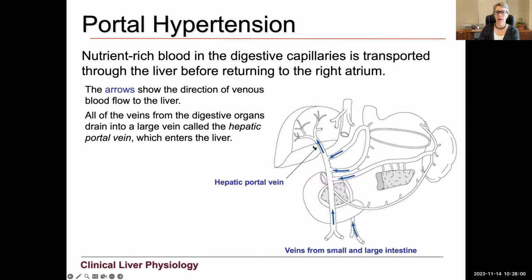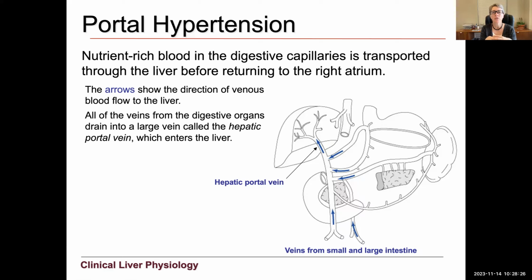So here we are. I've made it all white so that you can actually see the arrows. The arrows are showing the nutrient-rich blood coming from the digestive tract going back towards the liver. And all of the blood ends up being transported in this fairly large vein called the hepatic portal vein. It's about the size of your thumb, heads into the liver with all of this nutrient-rich blood.